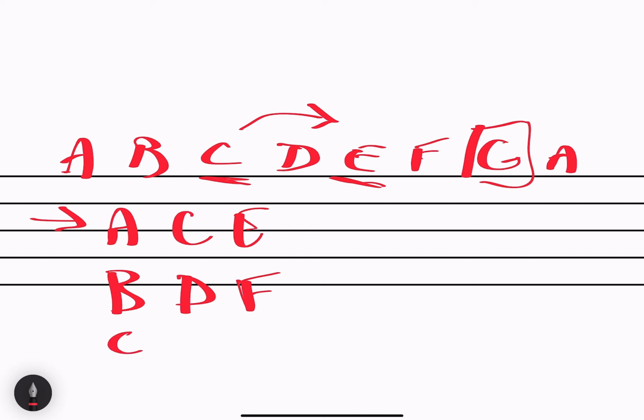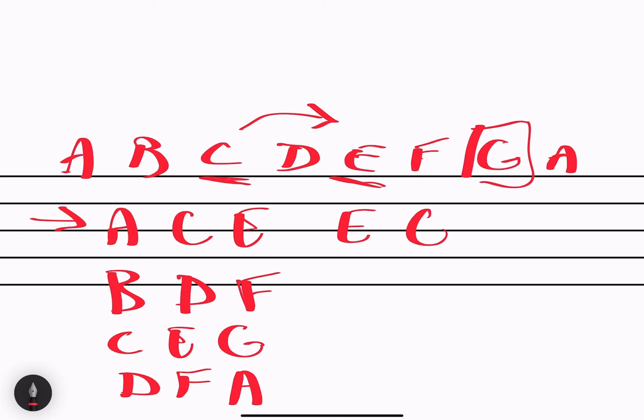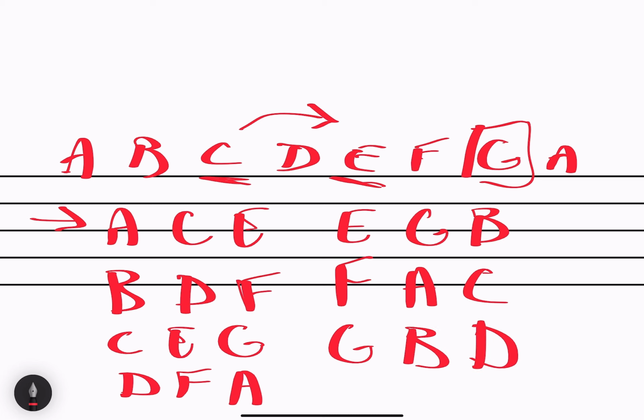Then C, E, G would be every kind of C chord that you can have. And then D, F, A would be all the D chords. E, G, B would be the E chords. F, A, C would be the F chords. And then G, B, D would be all of the G chords. This is it. This is all you can have in Western music. In terms of letter names and spelling chords, this is it.